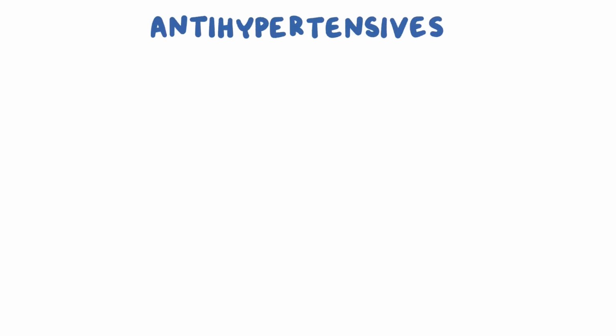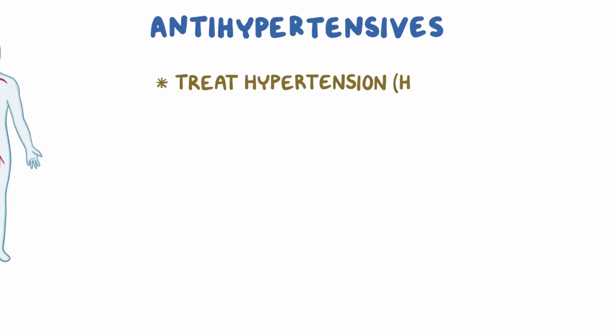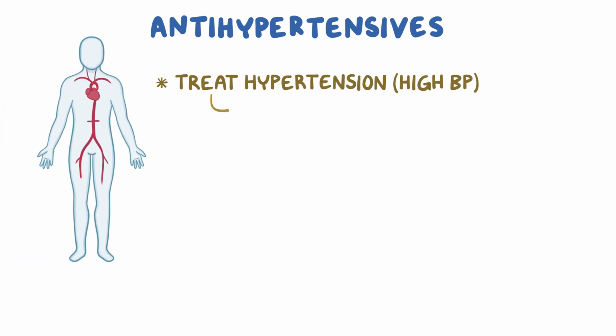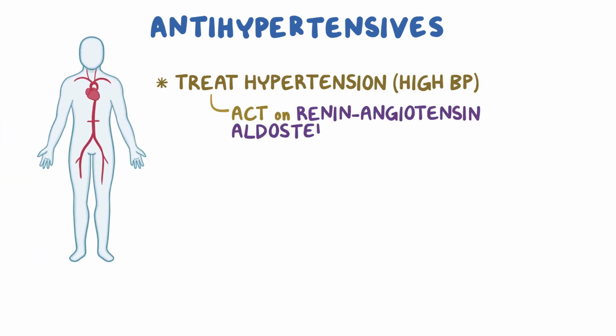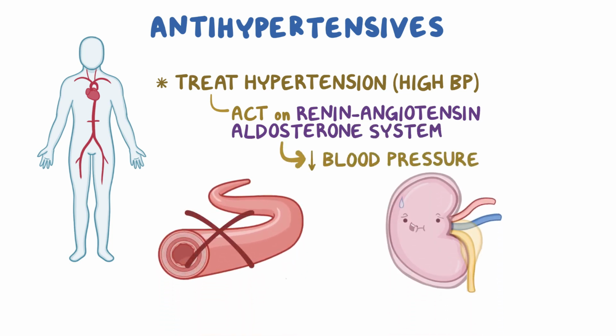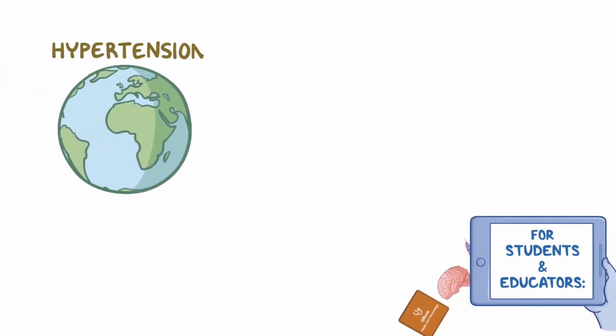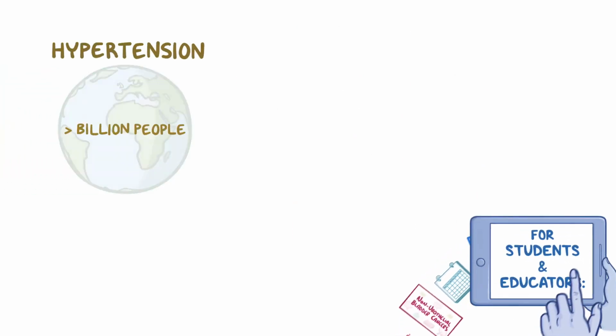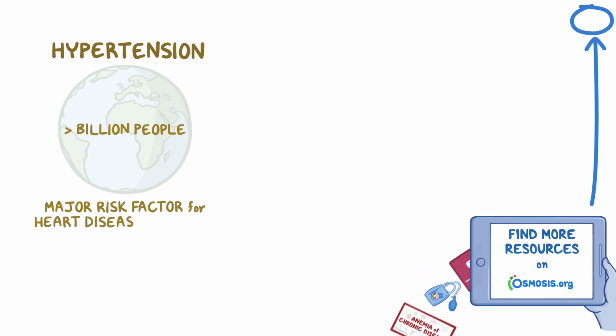Antihypertensives are a class of medication used to treat hypertension or high blood pressure. Certain antihypertensives act upon the Renin-Angiotensin-Aldosterone system to decrease blood pressure by inhibiting vasoconstriction and water reabsorption in the kidneys. Hypertension affects over 1 billion people around the world, and it's a major risk factor for heart disease and stroke.